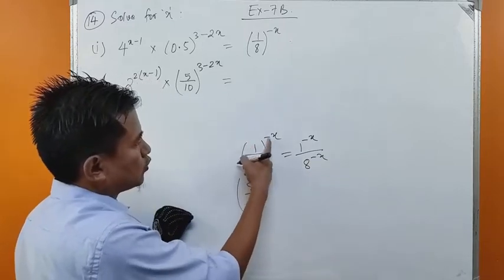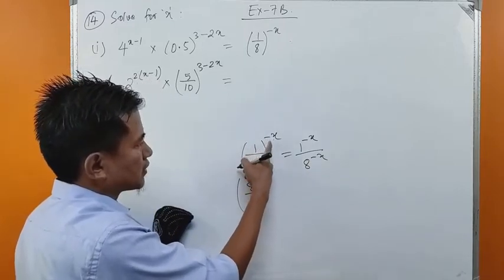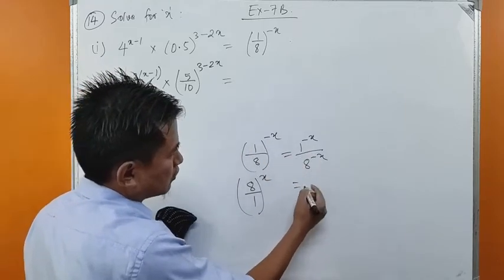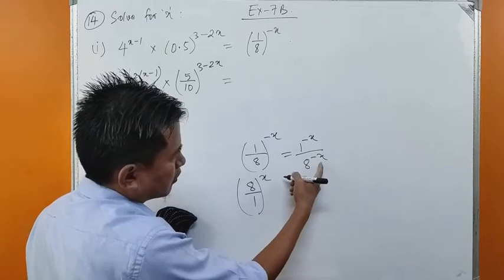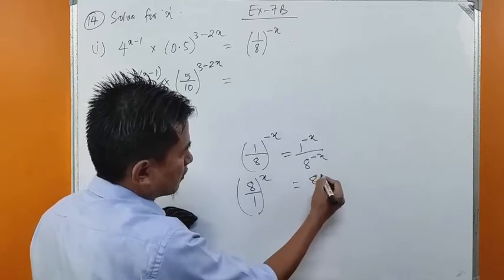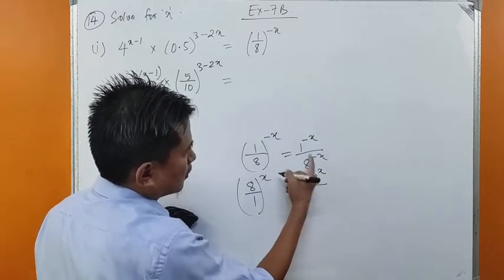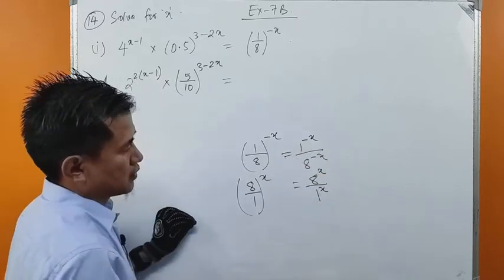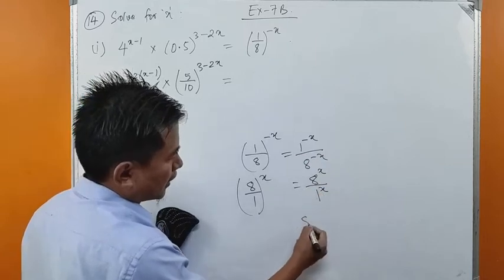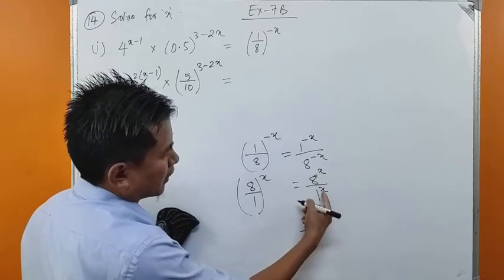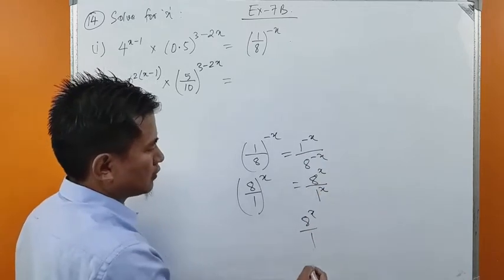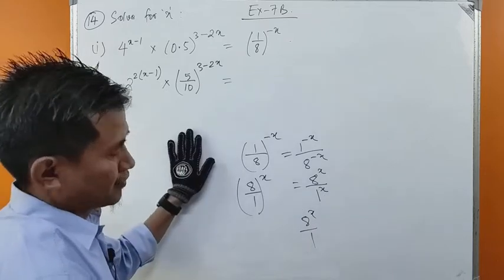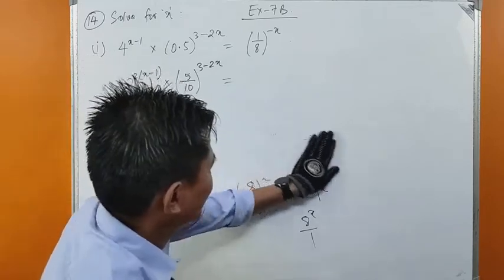1 upon 8 whole to the power minus x. This power minus x applies to both the numbers, so we put the power individually. So I take this number 8 to the power minus x to the numerator, 8 to the power plus x, and 1 to the power minus x to the denominator, 1 to the power plus x. So 8 to the power x is 8 to the power x, and 1 to the power x means 1, because 1 to the power any number is 1. So 8 to the power x upon 1, isn't it? Are you getting me? I hope so.